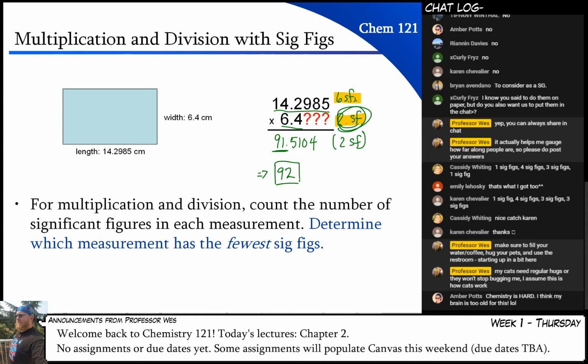So when you're doing multiplication or division, all you do is punch it in the calculator and then keep the number of sig figs that matches with whatever value has the fewest. If you have 5 numbers and you're multiplying them all together, you just find which of them has the fewest number of sig figs, and your answer will have that many sig figs too.